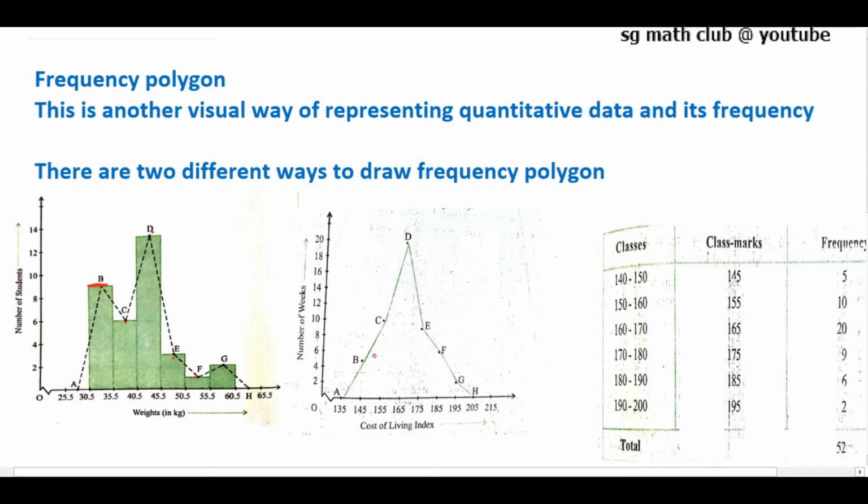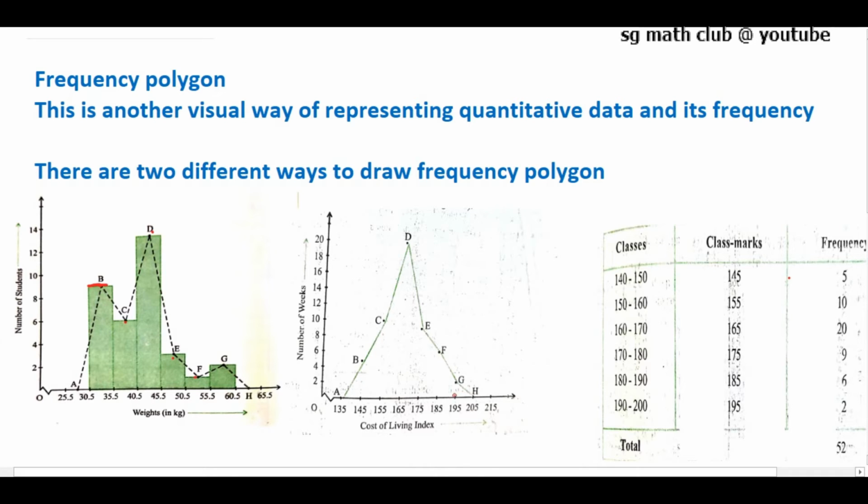The second method is that if the classes and the frequencies are given, class intervals and frequency, you need to find out the class mark or midpoint of the class interval. So how will you find the midpoint of the class interval? Upper limit plus lower limit divided by 2. That is 140 plus 150 divided by 2 is 145. So mark those class marks on the x-axis and the frequency along the y-axis, and then you plot the points, join those points, and we will get the frequency polygon.